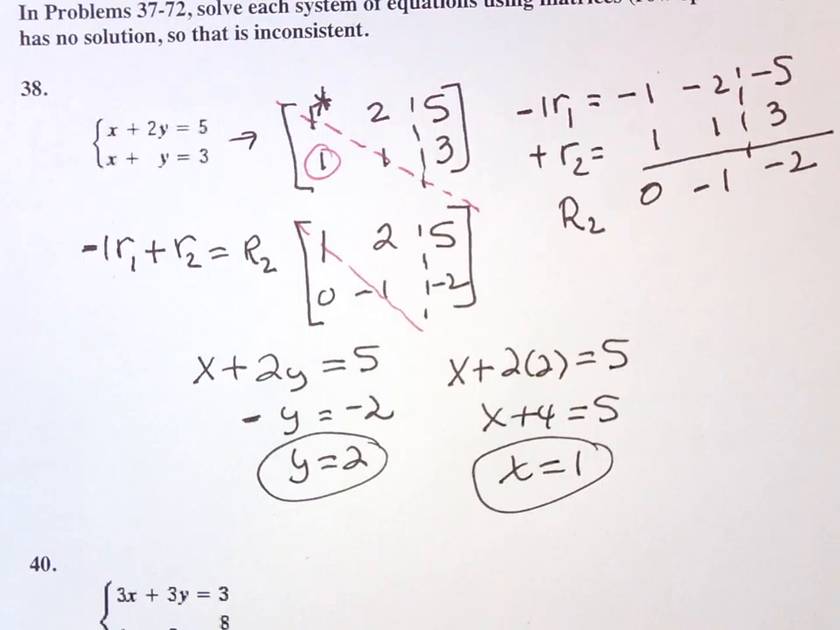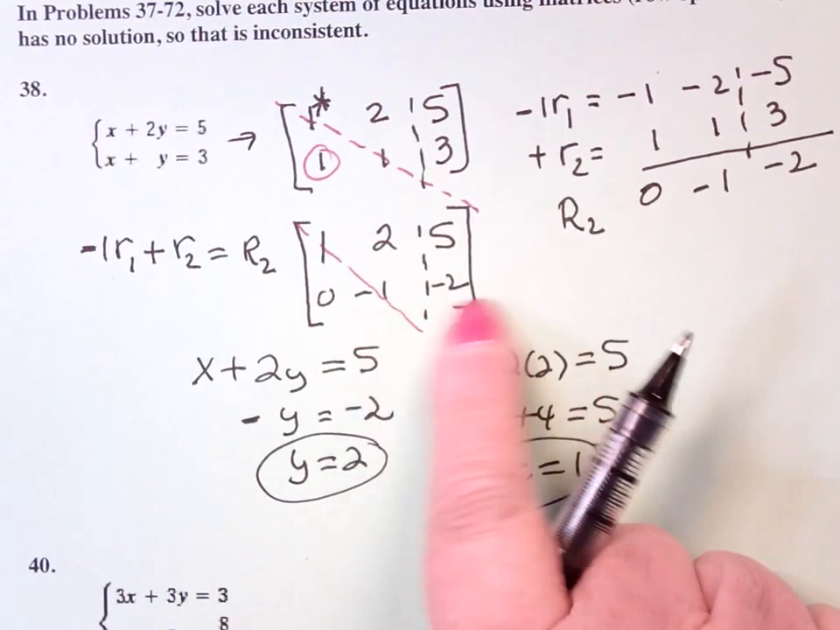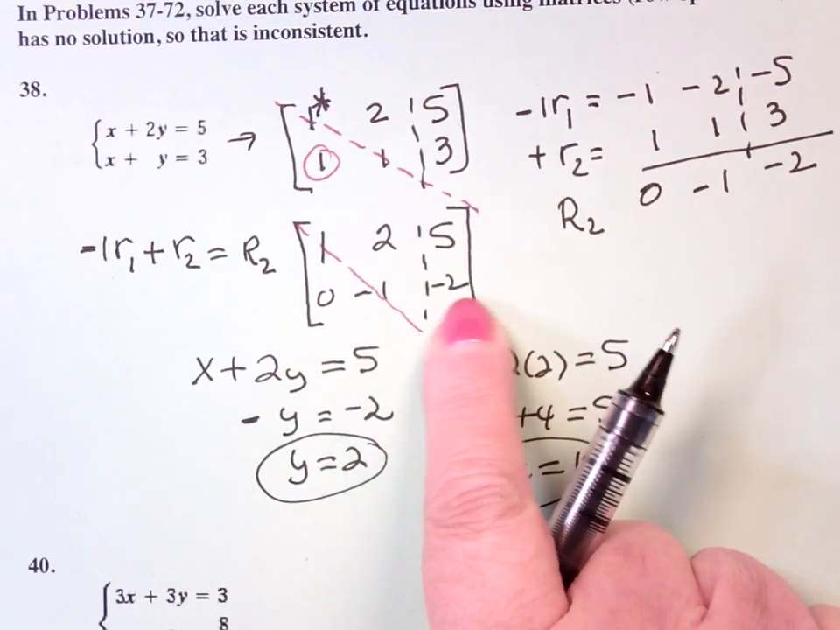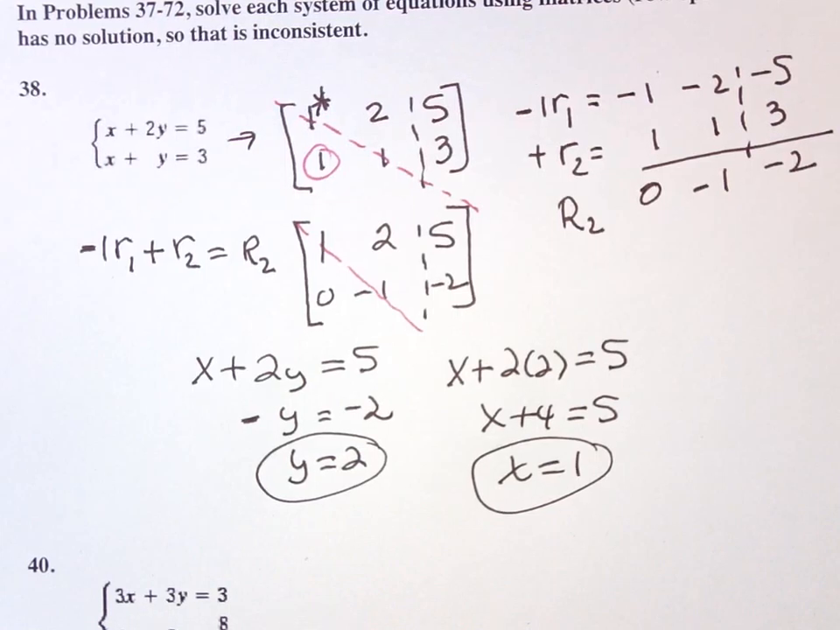How did you, on the x plus 2y equals 5, how did you get -y? From this guy right here? Oh, okay. Yeah. I guess I messed up.